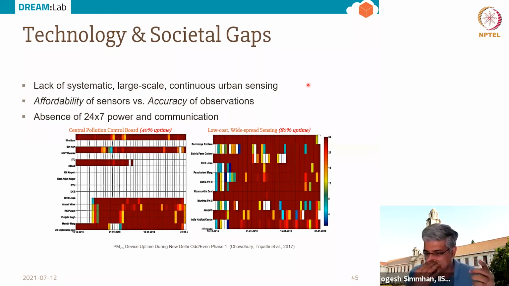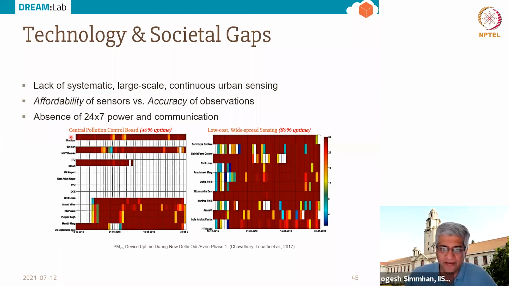So there are two types of sensors that were available. One was these costly reference-grade monitors operated by the Central Pollution Control Board. Every city and state has their Pollution Control Boards, and these are supposed to have one or a few air quality monitoring stations within the city. A large city might have maybe 10 of these.